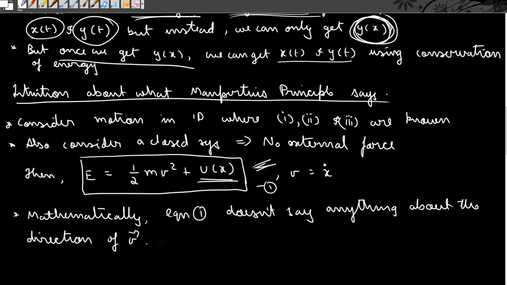Now note that in one dimension, there are only two possible directions, positive and negative. Velocity being like this, I'm going to call positive; velocity being like this is going to be negative. Now mathematically, this equation says nothing about the direction of our velocity as the particle traverses the different paths. All that this equation says is that as long as energy is conserved, the particle can be moving in positive or negative direction.